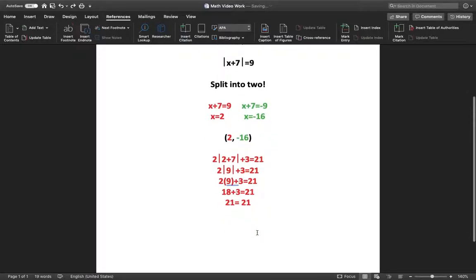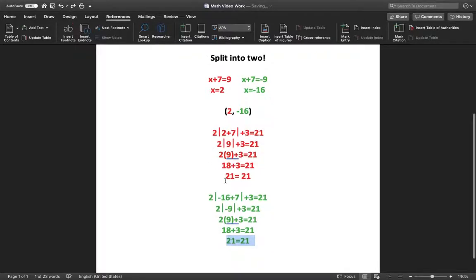Now, our other solution is -16, so why don't we plug this in? We now have the equation 2 times the absolute value of -16 + 7, plus 3 equals 21. We can add the two numbers inside of the absolute value signs together, which gives us 2 times the absolute value of -9 plus 3 equals 21. Now, we know that the absolute value of -9 is 9 because -9 is 9 places away from 0 on the number line. This gives us 2 times 9 plus 3 equals 21, or when we simplify, 18 + 3 = 21. This simplifies to 21 = 21, and this is true.